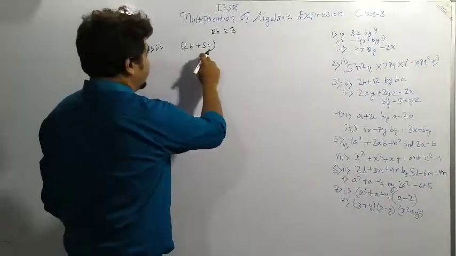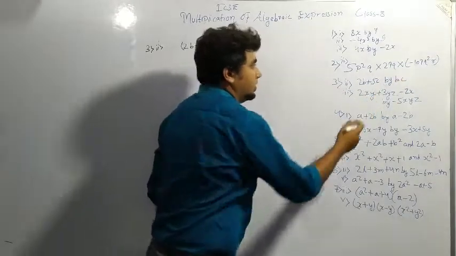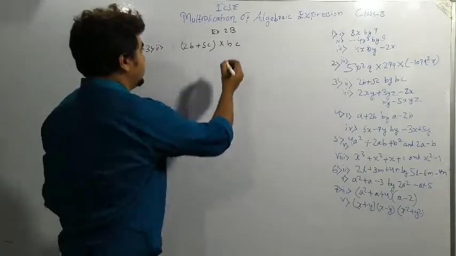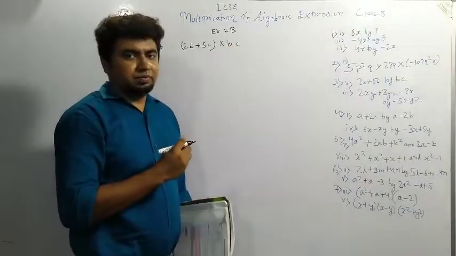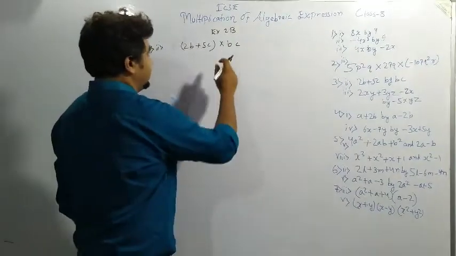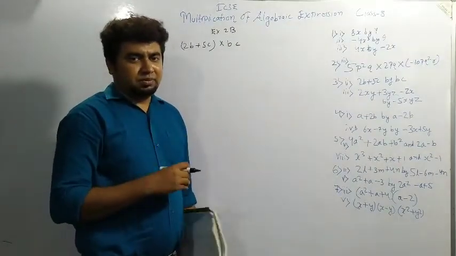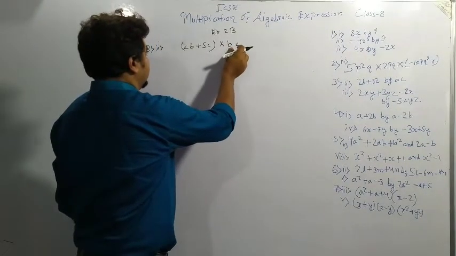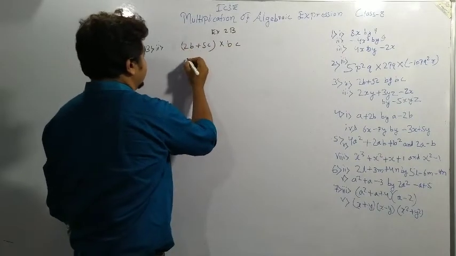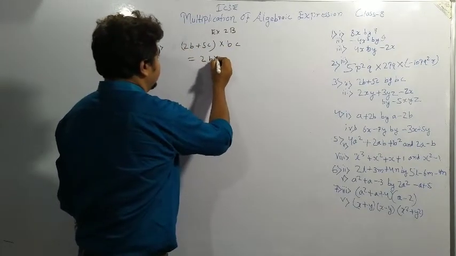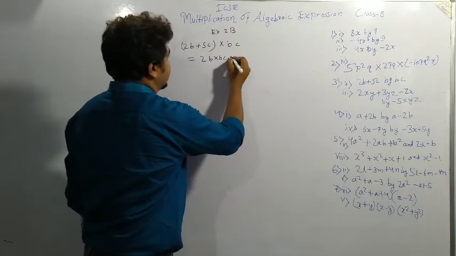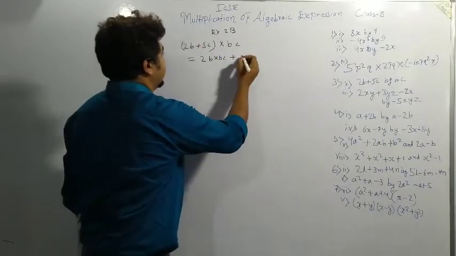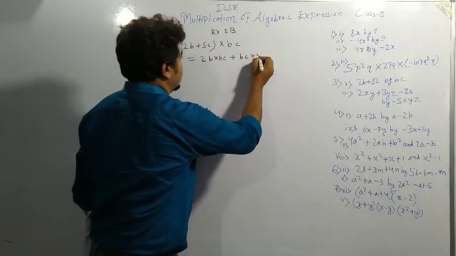This is a polynomial and we are multiplying it by a monomial. The monomial is bc. Now, we have to apply the rule that we have understood, the one I told you during the explanation. BC will be multiplied to 2b, into BC, then there is a plus sign, then BC will be multiplied to 5c, BC into 5c.